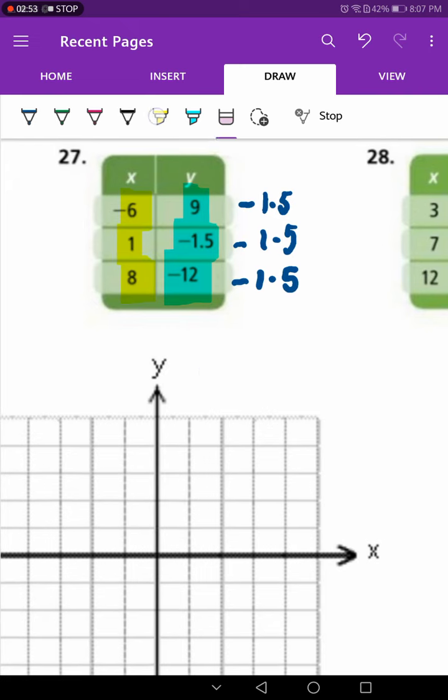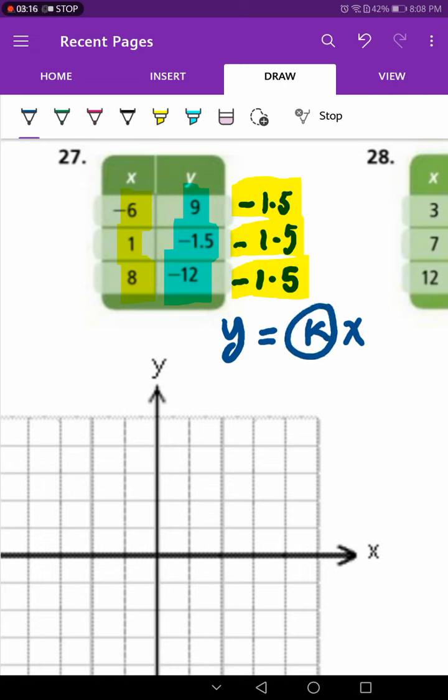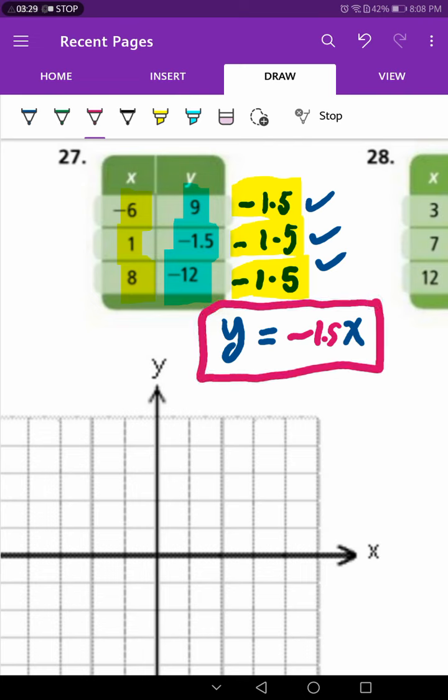As you see here, the first row gives me negative 1.5, and the second and the third as well. All of them are the same. So how can I write the direct variation equation? You write y equals kx, and the k is one of them. So replace the k by negative 1.5. The direct variation equation is y equals negative 1.5x.